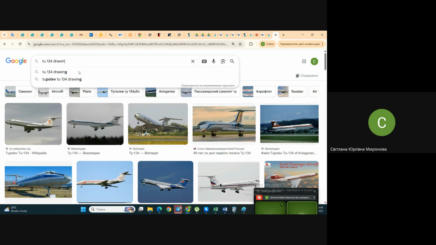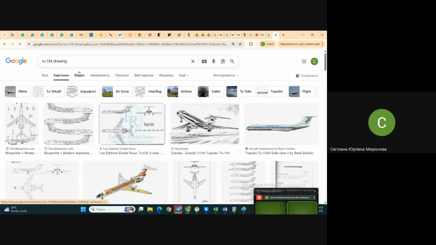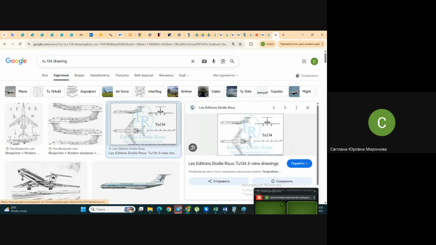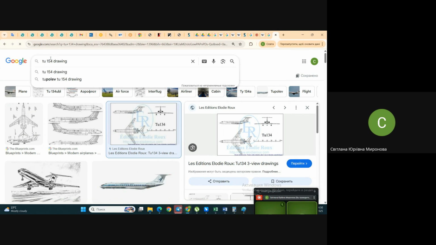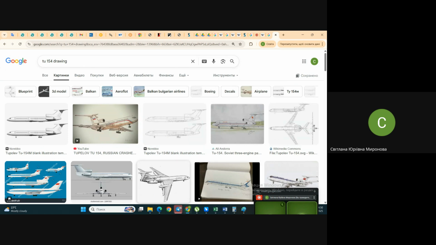Let's type drawing, maybe it's understood better. It has two engines on the aft fuselage on pylons, and they are behind the passenger cabin. The same, look, let's change one value here. But then the third engine appeared. What here is, you see it, a third engine, and it's also behind the passenger cabin, like inbuilt into the fin.